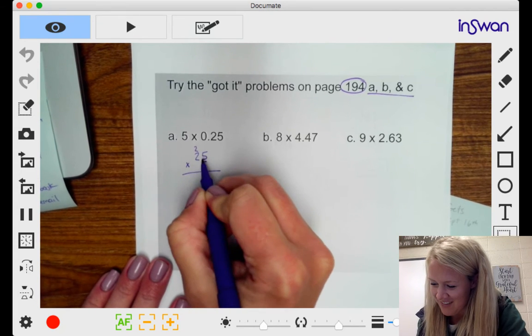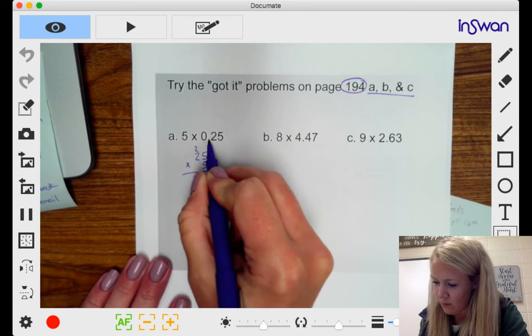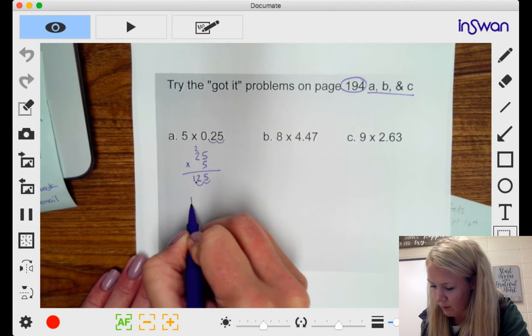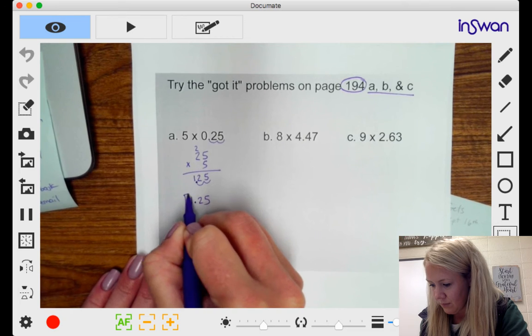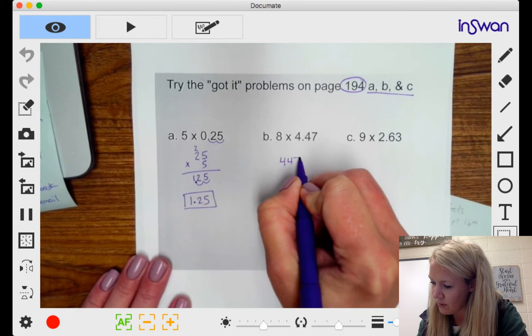So I did 5 times 5 is 25, carry the 2. 5 times 2 is 10, plus 2 more is 12. There are 1, 2 decimal places. 1, 2, back into the number. 1.25. And I have 447 times 8.